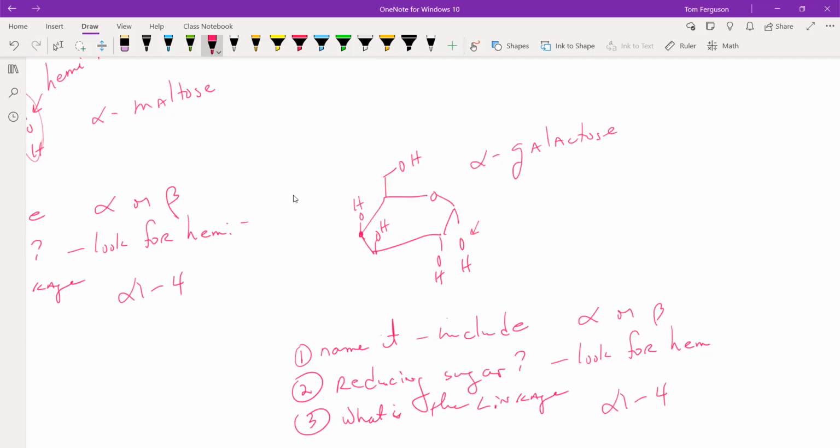Is it a reducing sugar? Look for the hemiacetal. It should be right here. So that would be yes. What's the linkage? Okay, does a linkage exist with a monosaccharide? Well, what's the definition of a linkage?